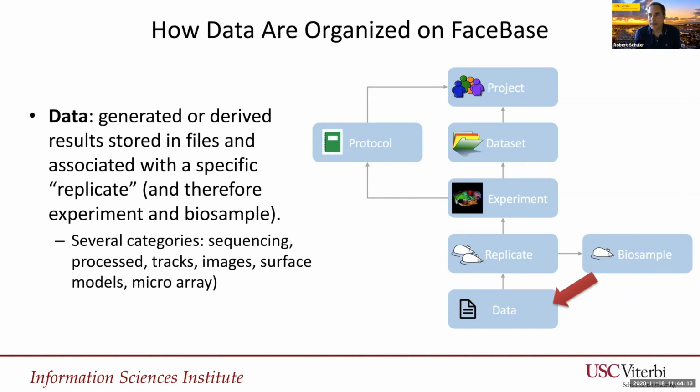Again, FaceBase has a diverse collection of data, and there are several different categories. I mentioned a few here. It can range from sequencing data to processed data, alignment files and such, gene counts, peak files, then tracks and images, which can be microscopy. We have a little bit of histology, and certainly CT and MR imaging data, a small amount of surface models, and then even some older data, say, that would be found in microarray types.